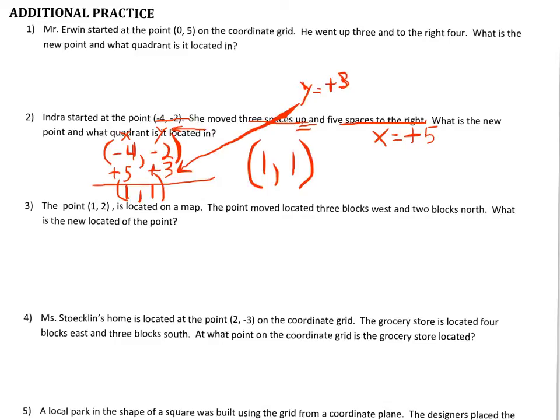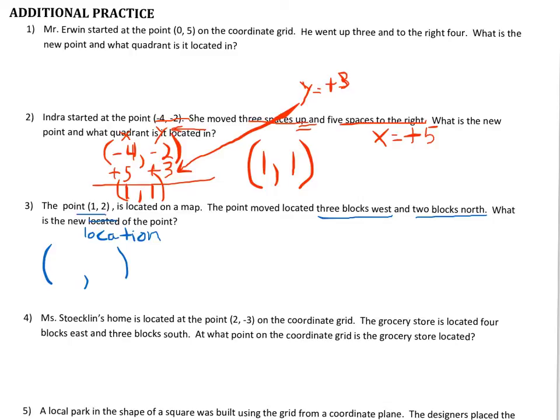Number 3. The point 1, 2 is located on the map. The point moved, let's see, 3 blocks west and 2 blocks north. What is the new, this should say location. Let's change that. Typo in the notes. What is the new location of the point? Okay, so my answer needs to be an ordered pair, because location, we're talking ordered pair.